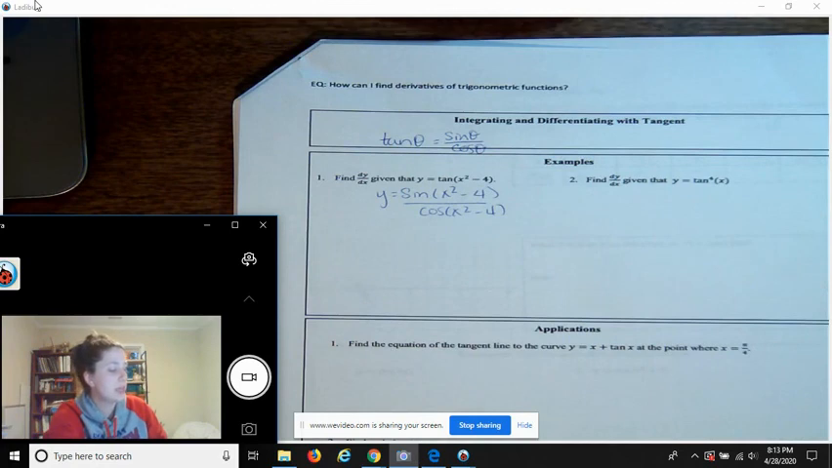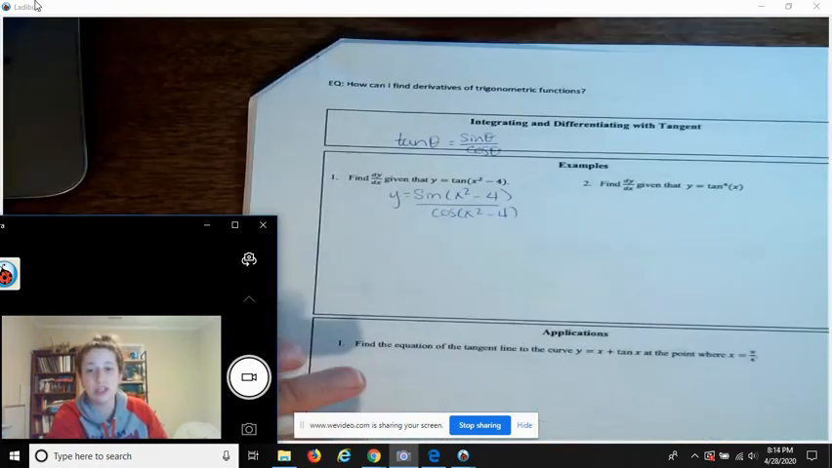And then there are some application problems at the bottom. Make sure you're able to do those. Check your solutions when you're done.